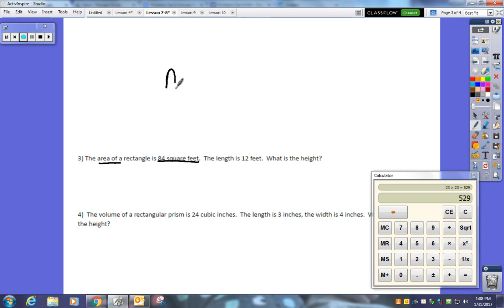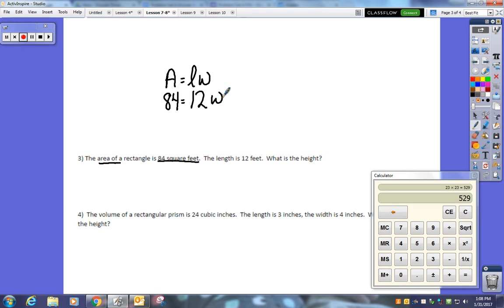So our formula for area is area equals length times width. Here we're given the area is 84, so I'm going to replace the A with 84. The length is 12, and I don't know what the width is. Width and height can be intermixed with this. So what we would do in order to figure out what we're multiplying 12 by to get 84 is we would do 84 divided by 12.